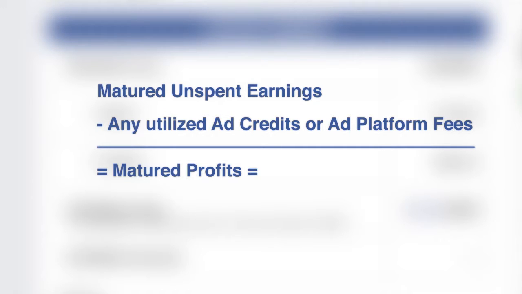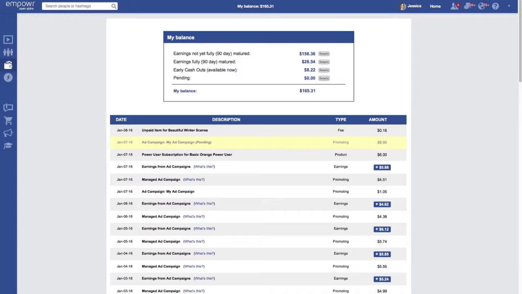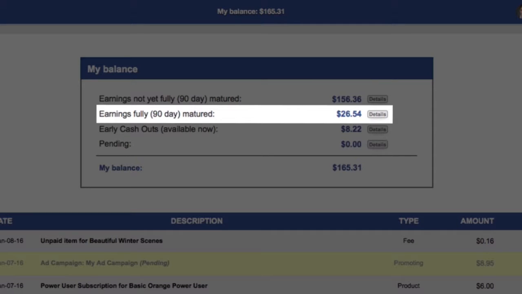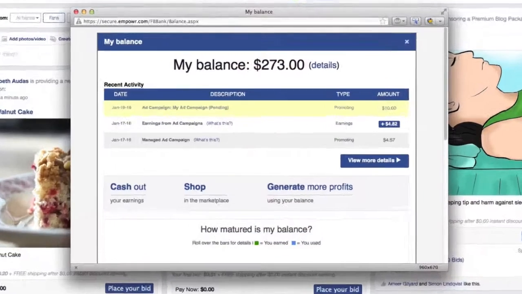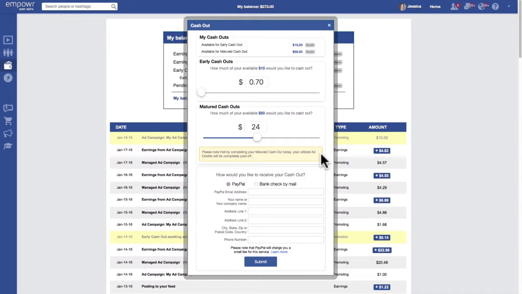That's called your matured profits, which you can cash out using what's called a matured cash out. If math is not your thing, don't worry. The math is already done for you. Simply click your balance and you can see how much of your earnings have matured for 90 days or more. So when you're ready to do a matured cash out, simply visit your balance and press cash out, and you'll have different options for how you'd like to receive your money. And that's everything you need to know about matured cash outs. Next, let's take a look at early cash outs, which is how you can cash out immediately without maturation.